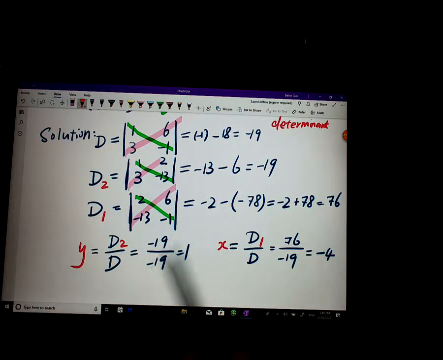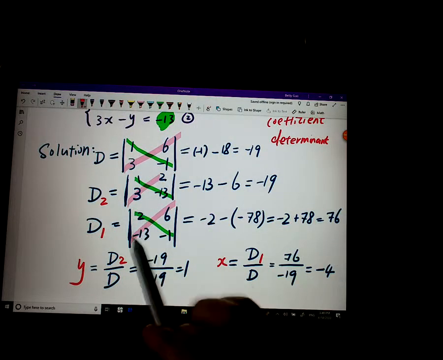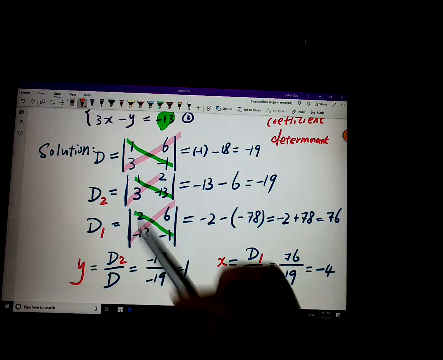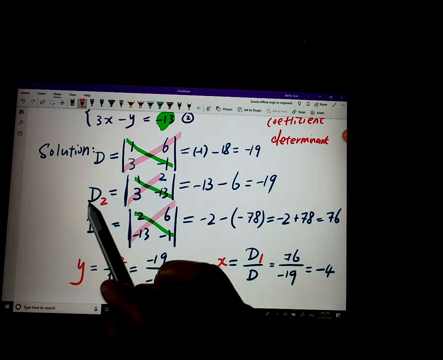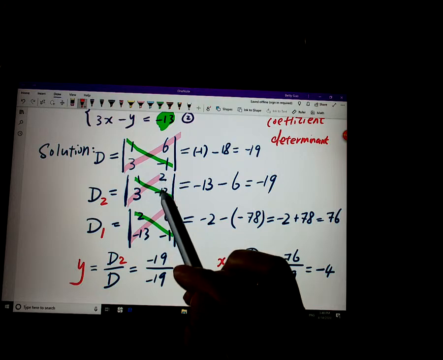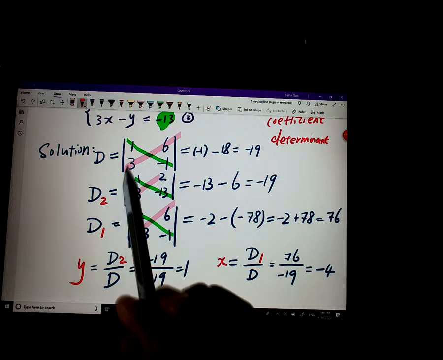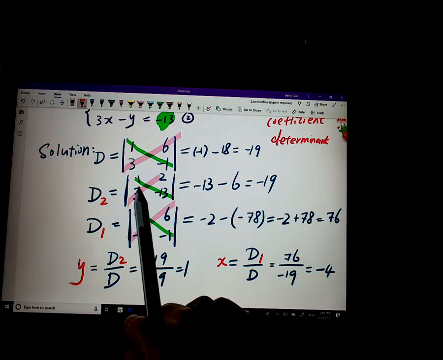So what is D sub 1? D sub 1 is you use the constant terms to replace the first column. D sub 2 is you use the constant terms to replace the second column. So be very careful. Don't make the same mistake that I made earlier. So x equals D sub 1 over D, y equals D sub 2 over D. As I said, this is more impressive, then you can remember it even better.